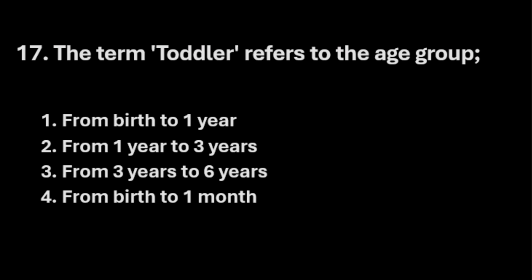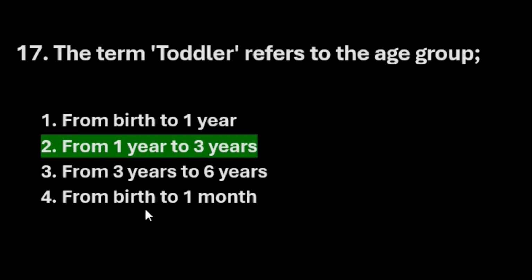Next question. The term toddler refers to which age group? Option 1, from birth to 1 year. Option 2, from 1 year to 3 years. Option 3, from 3 years to 6 years. And option 4, from birth to 1 month. Let us go to the right answer. The right answer is from 1 year to 3 years. Toddler is from 1 year to 3 years.